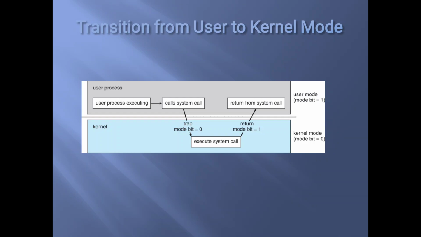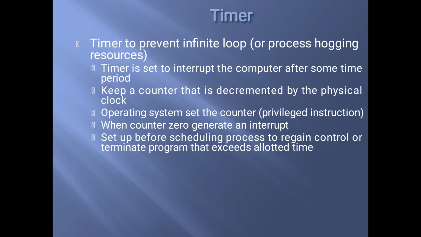In the transition from user to kernel mode, the user process starts executing, then it makes a system call. Afterwards the execution turns over to the kernel. Then after the execution completes for the system call, control returns to user mode. In that way, the mode bit value is changed appropriately.